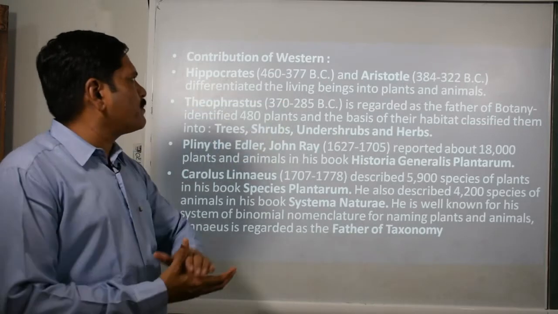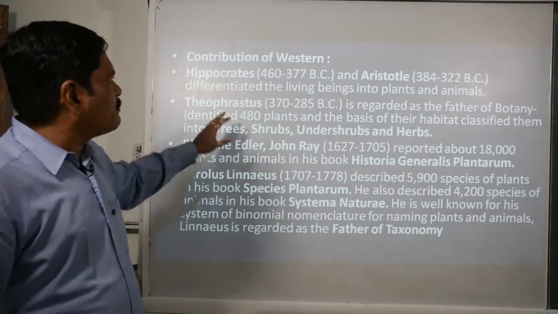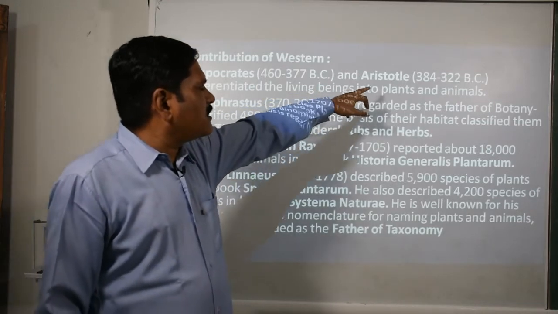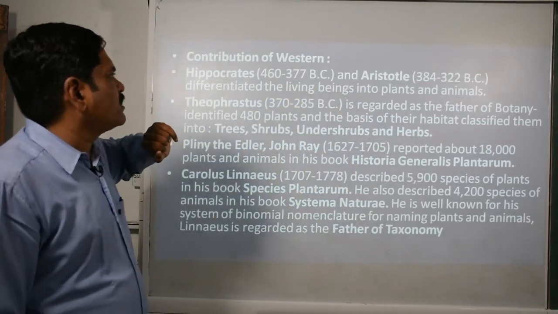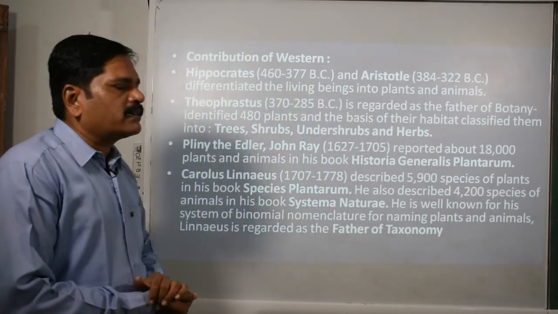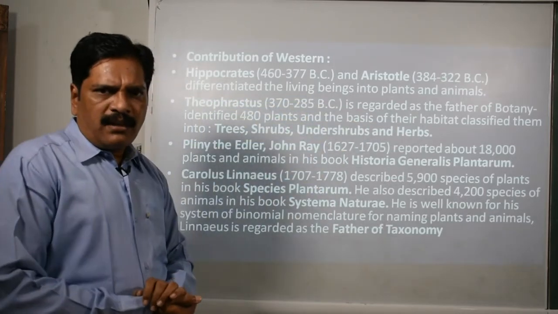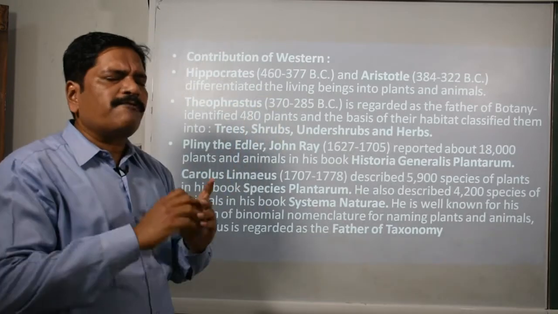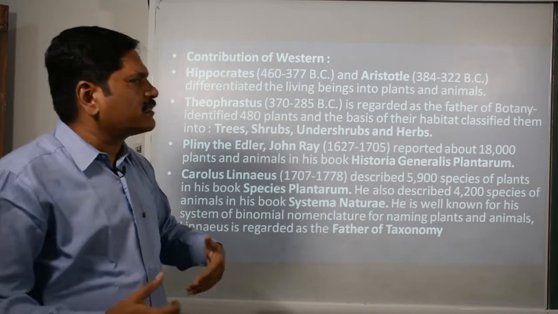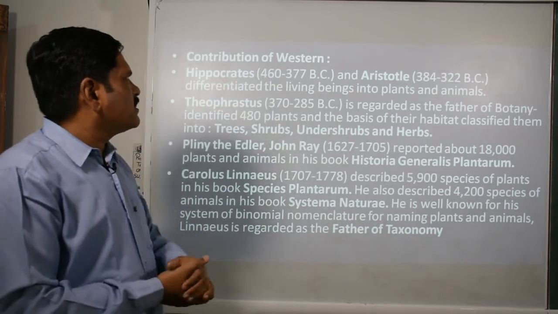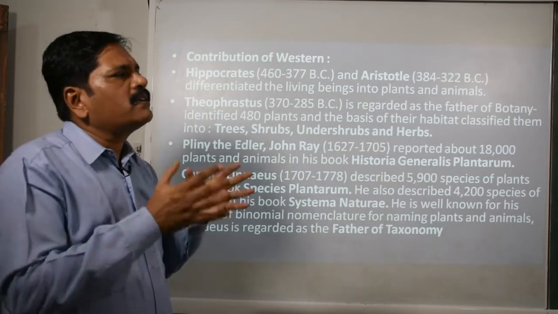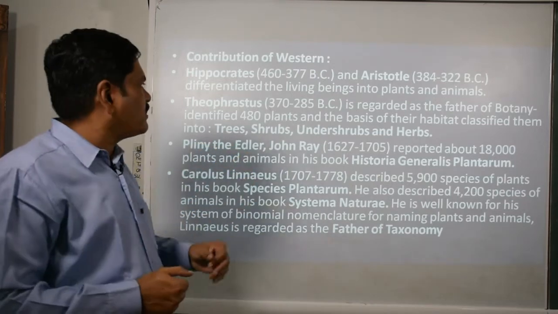Likewise, Hippocrates. Clear? Hippocrates, 460 to 377 BC, and Aristotle, 384 to 322 BC, differentiated living beings into plants and animals. Previously so many different classifications were given, but something systematic started from this. So Aristotle and Hippocrates divided organisms into two categories, one the animals and second the plants.